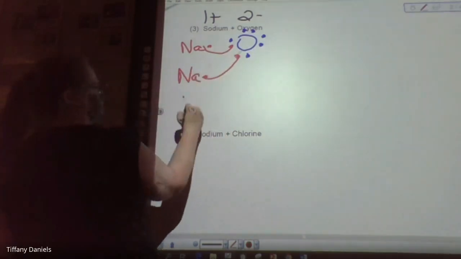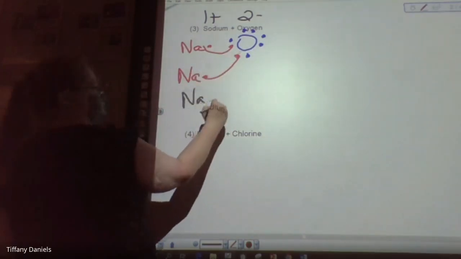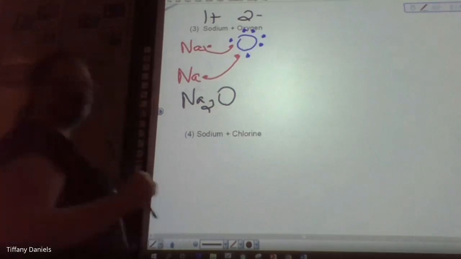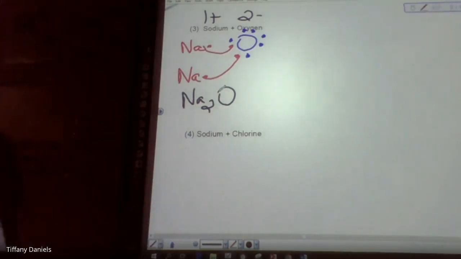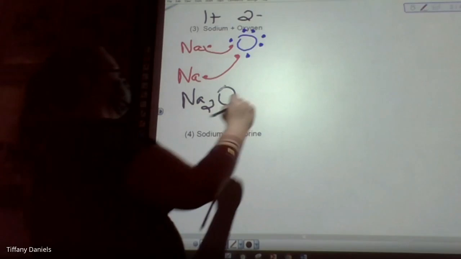And then again, we write our formula. We drew 2 Na, 1 O. We could also check it with our crisscross. That's the nice thing about that, is that we can check our work.